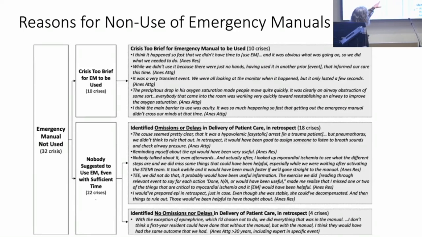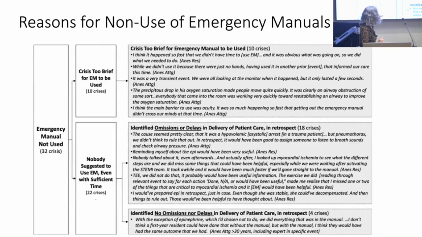But within that, you can see there were identified omissions or delays in delivery of patient care. And that is per the clinician who was recalling these events. So we did an in-interview exercise where we actually had them open it to the event, and they went through, and for each step they said, done, not applicable, or, oh, that would have been helpful. And so this was per their review that they identified omissions or delays. And you can see some quotes up about that.